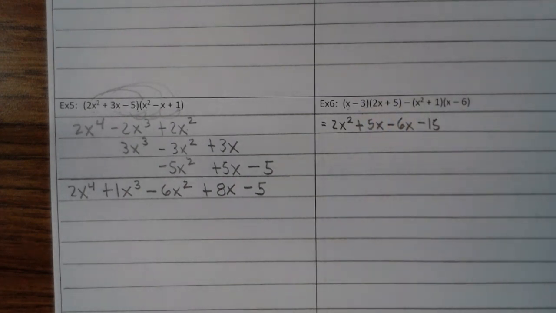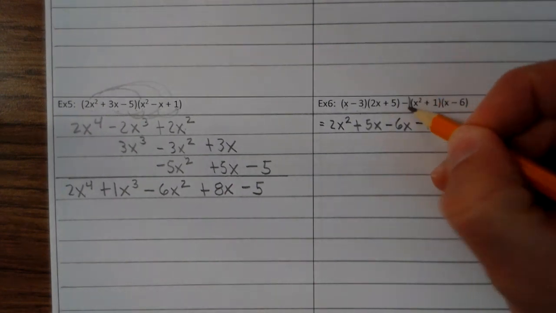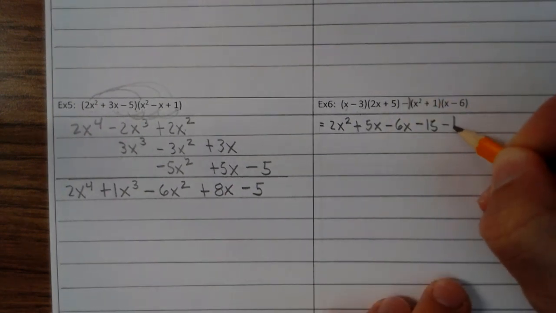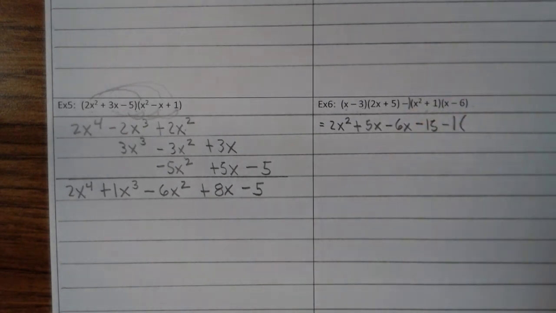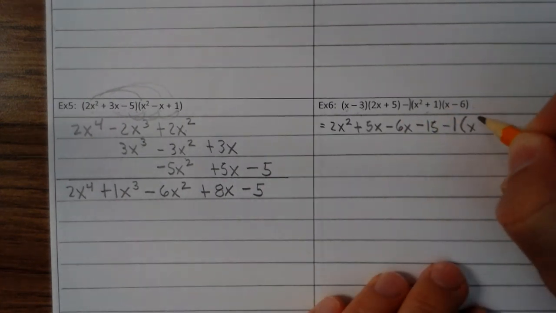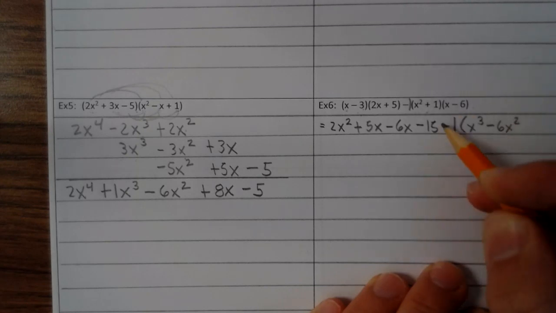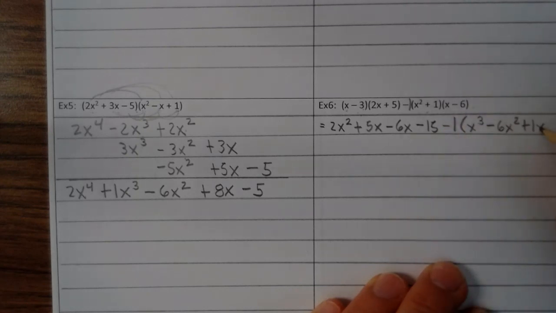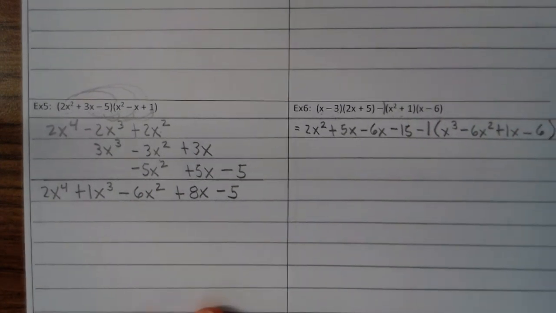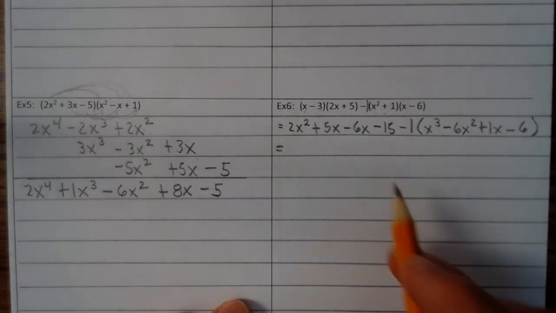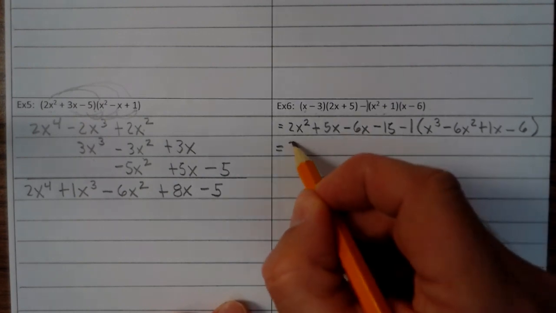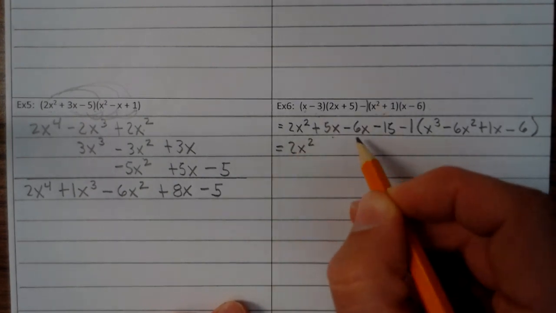Okay, now we need to FOIL this, and remember that we're multiplying everything by negative 1. So x squared times x is x cubed. X squared times negative 6 is negative 6x squared. 1 times x is plus 1x. And then 1 times negative 6 is minus 6. Okay, so now, let's see, there's some things we can combine. We combine those two. So that's 2x squared. 5x minus 6x is minus 1x minus 15.